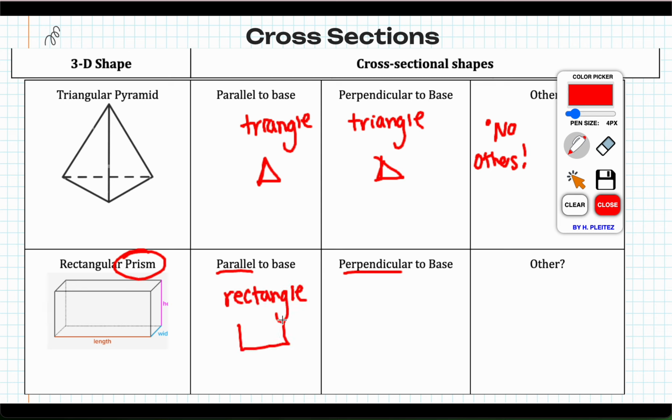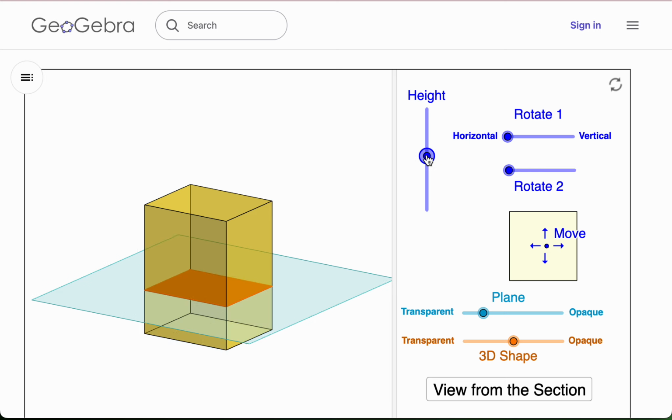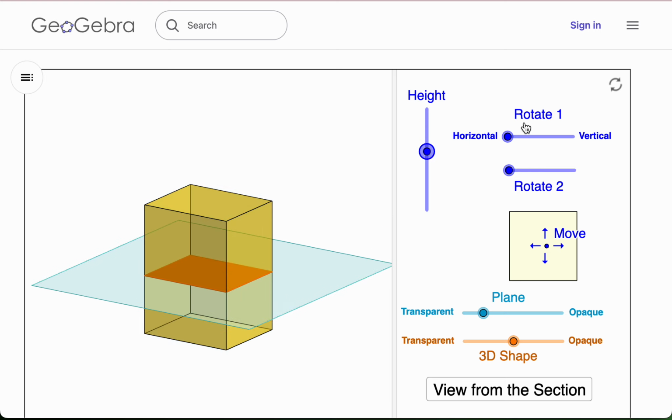Because that is the shape of my base. And then if we're perpendicular to our base, going straight down this way, it's going to be a lateral face. Now, all of the other lateral faces are rectangles, so I'm going to predict that. And let's go ahead and actually test that out. So here we have our parallel cross section. No matter where I take it from, our prediction was correct that we get a rectangle.